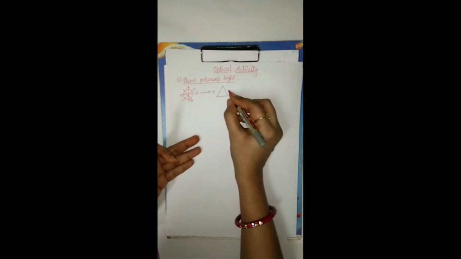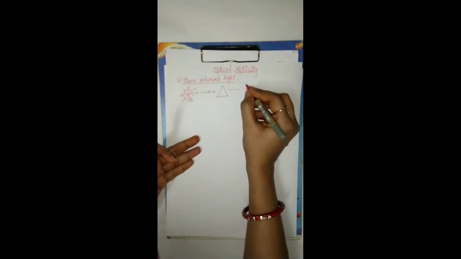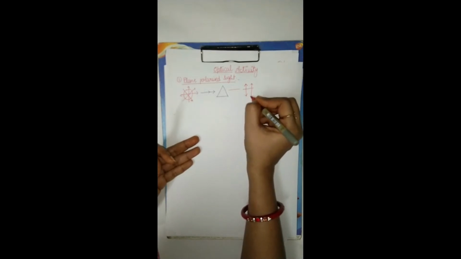you will get a monochromatic light. Monochromatic light, on the other hand, consists of waves of only one wavelength. It can be obtained either by passing ordinary white light through a prism or grating, or by using a source which gives light of only one wavelength. So this is the plane polarized light.